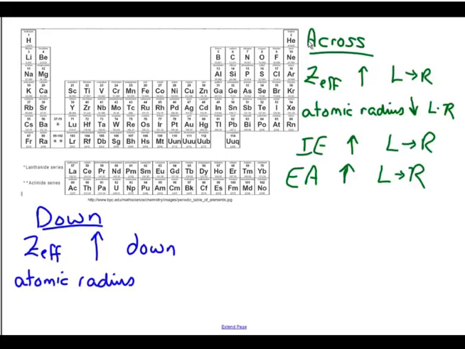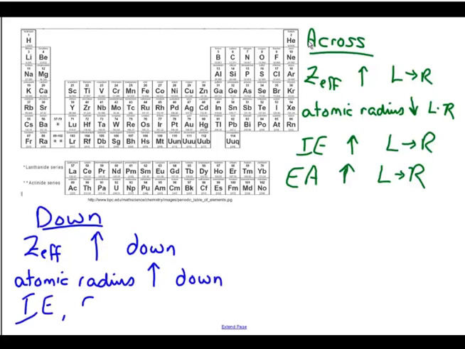Atomic radius is governed primarily by adding energy shells. So as I keep going down in rows, I keep adding energy shells. So the more energy shells I add, the bigger the radius is going to be. So as I increase rows, I increase radius. So going down a group, the atomic radius will increase as I go down.